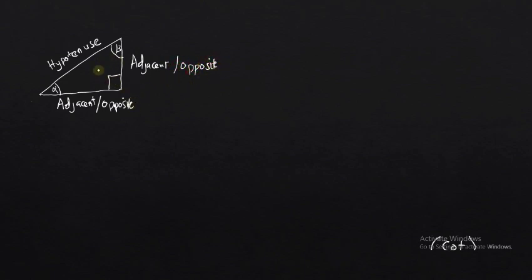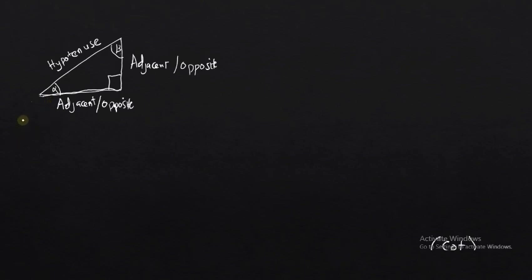So depending on the angle that you are focusing on, let's say we are focusing on alpha. Alpha is opposite to this side, right? So you have opposite, and this will be adjacent, and you have your hypotenuse here. If you are considering beta, this side will be opposite, and this side will be adjacent. So you should take note of that.